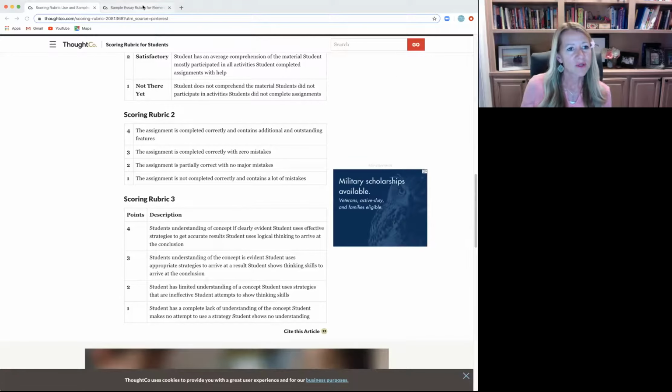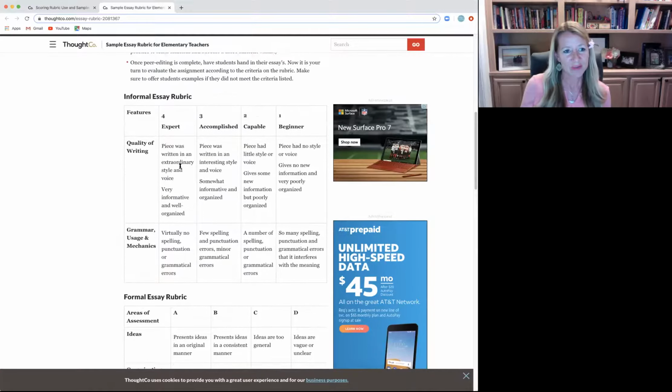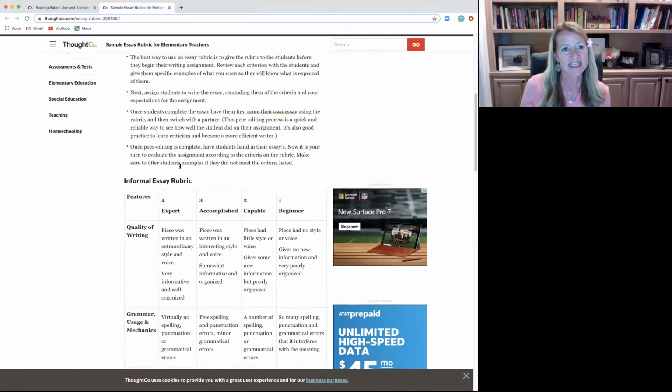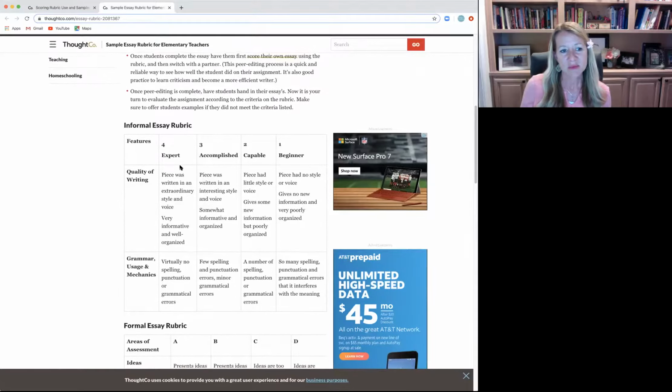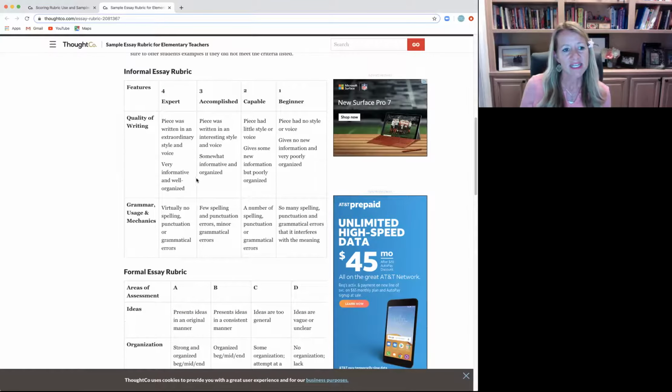Now I want to show you a more complex rubric based on an essay. This particular example is a rubric that was created for grading an essay. And so you can see this simple informal essay rubric just has 2 rows instead of the 1 row we saw previously. So we're looking at quality of writing and grammar usage and mechanics.